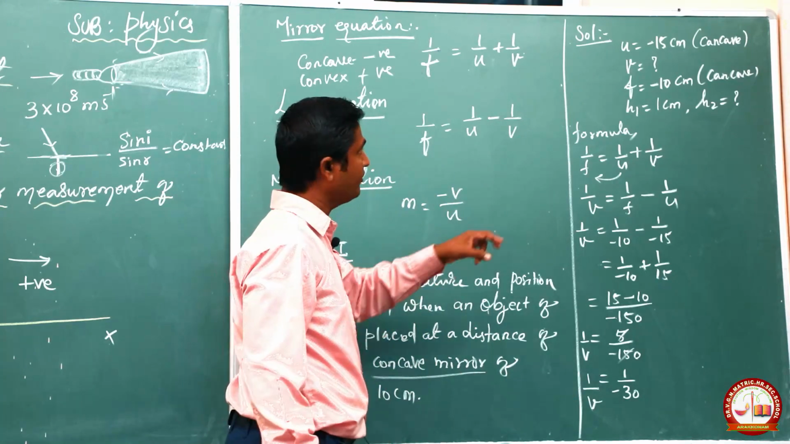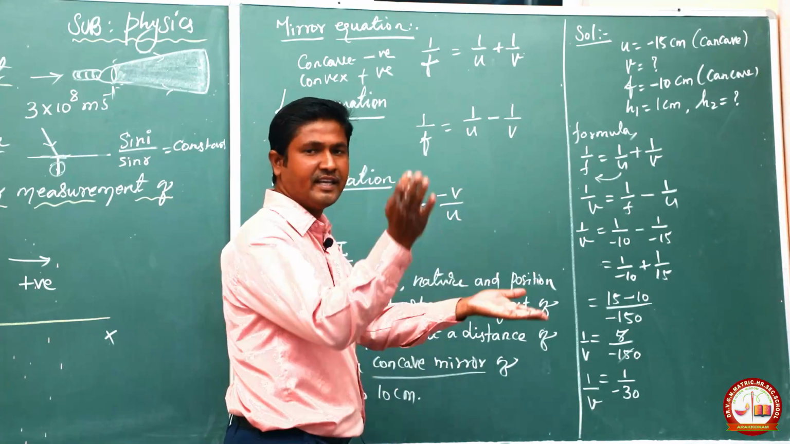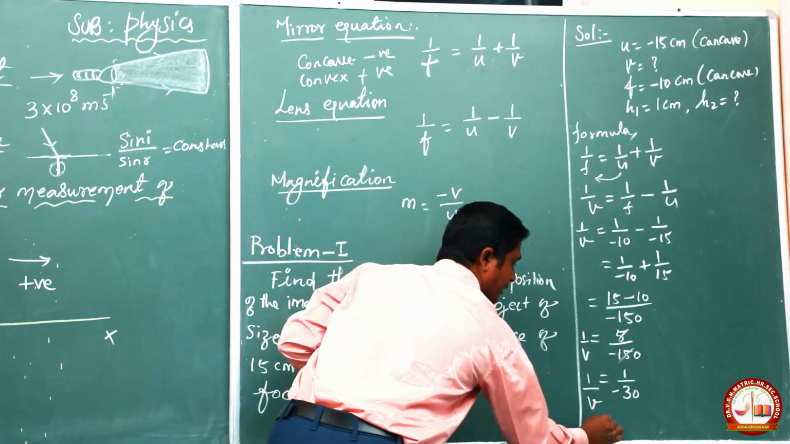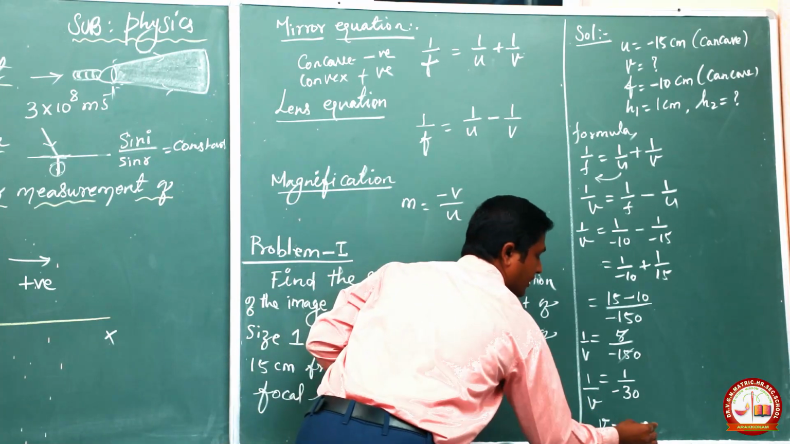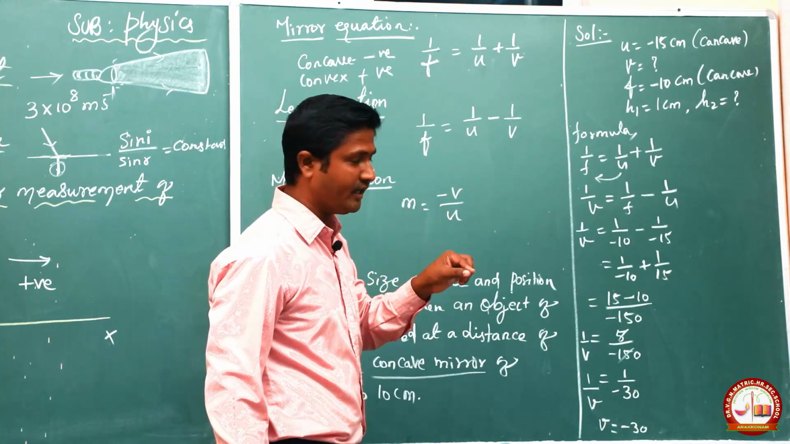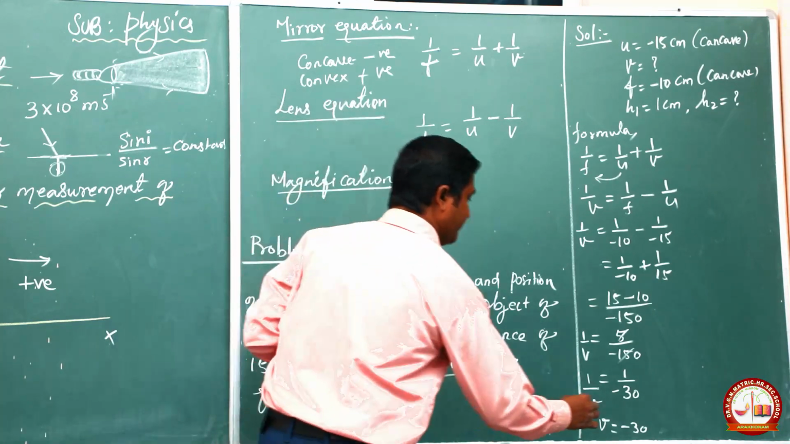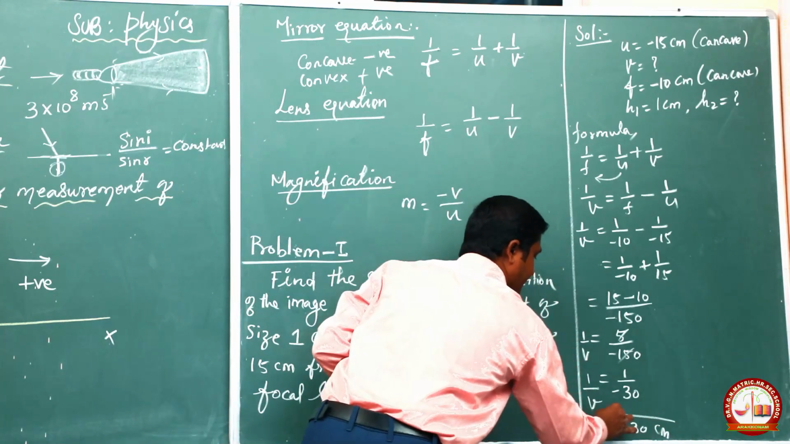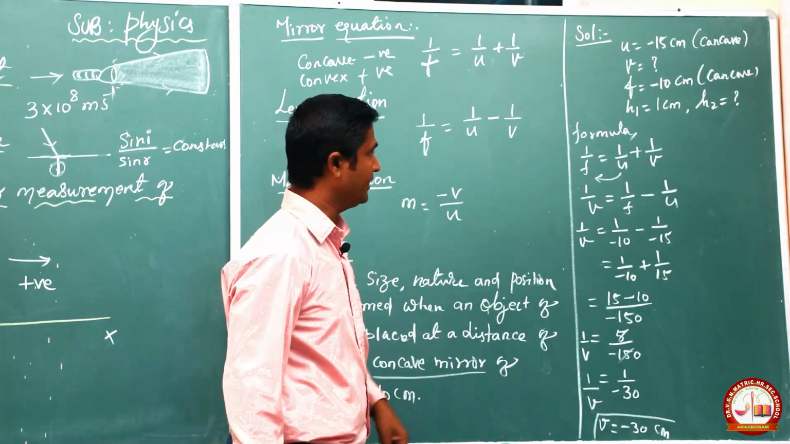What is this v? You found the v value. V is the reciprocal, so v equals minus 30 centimeter. It is very important to write the unit, centimeter. V is equal to minus 30 centimeter.